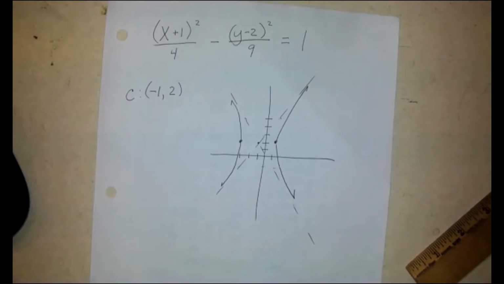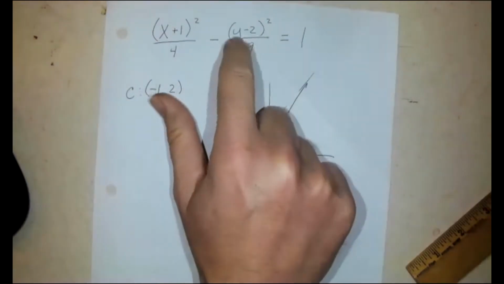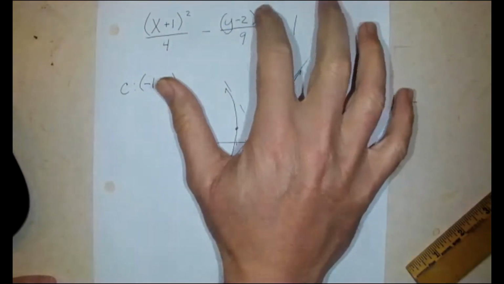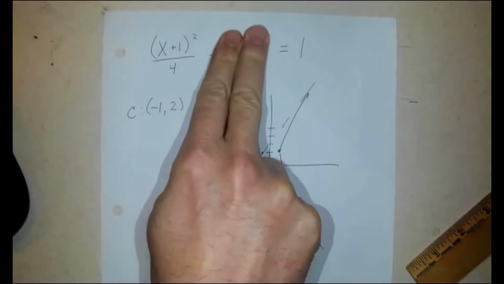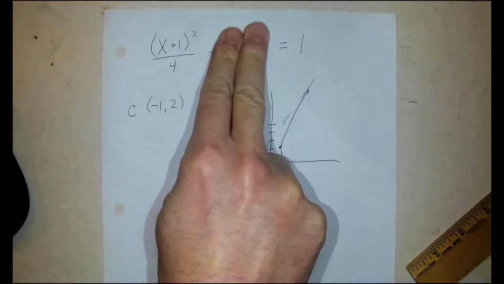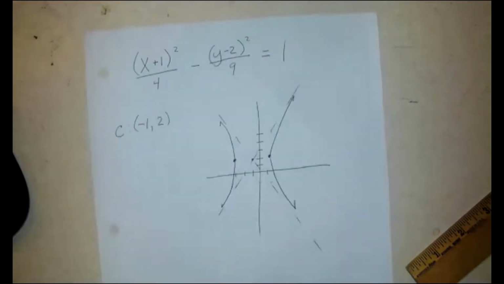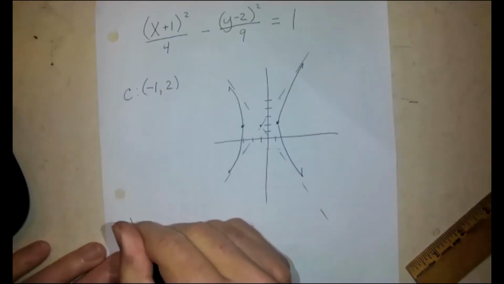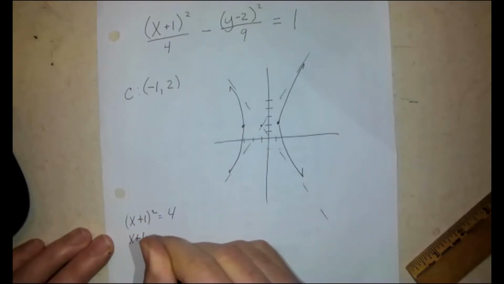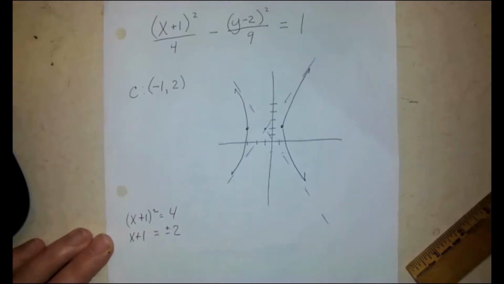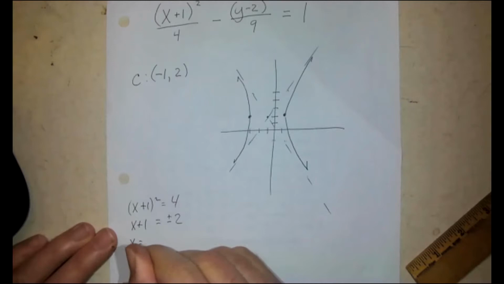Like we did with ellipses, we can think of this in a couple of different ways. Like we did with ellipses, we can set this term equal to 0 if y were equal to 2. 2 minus 2 is 0, 0 squared is 0, 0 over 9 is 0, and subtracting 0 doesn't do anything. We can kind of cover that up and then solve for the x values. We multiply both sides by 4 so that x plus 1 squared is equal to 4. x plus 1 would therefore equal plus or minus 2 when I take the square root of both sides. And x should equal -1 plus or minus 2.